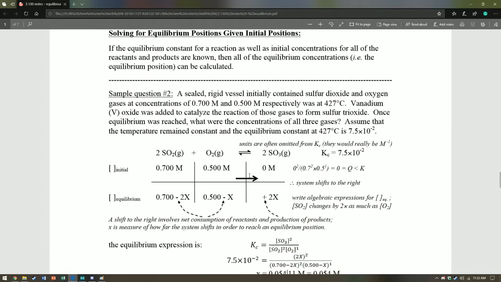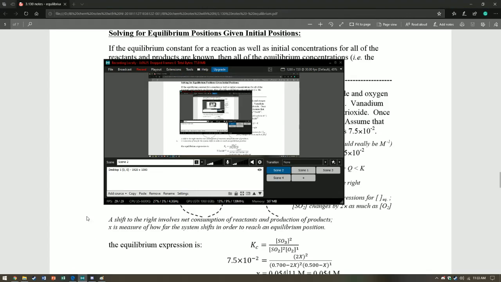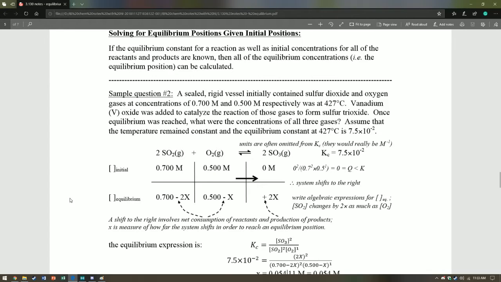The only other thing the higher levels have to know how to do is solve for equilibrium positions given initial positions. Now, although we don't know the change, we can use something called an ICE chart. An ICE chart stands for initial, change, and equilibrium.